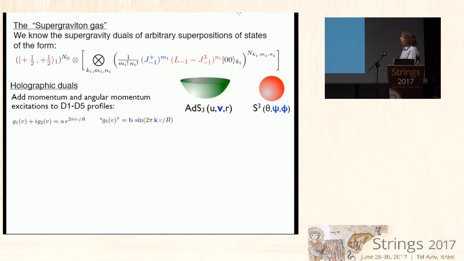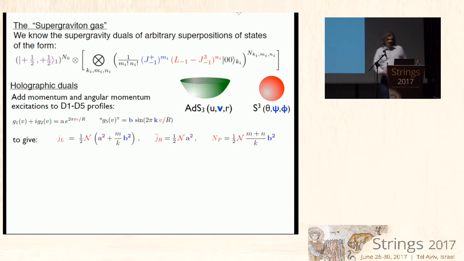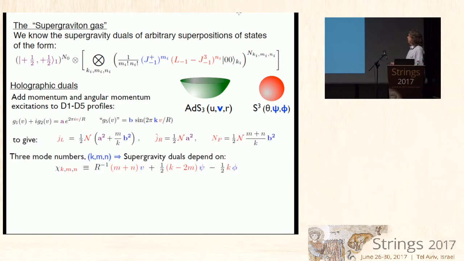Okay, the holographic duals. It's relatively easy to see what to do with these. You add momentum and angular momentum to the profile. So we start with this. This is the D1, D5 configuration, and there are three angles that are going to play a role. There's the angle on the AdS3, and there's the two angles on the 3-sphere. And the goal is to get that angular momentum structure of that state. So you've got three mode numbers in supergravity to mess around with. The V circle is the one here, so that carries essentially the momentum. And then you have the two angular momentum modes sitting there.